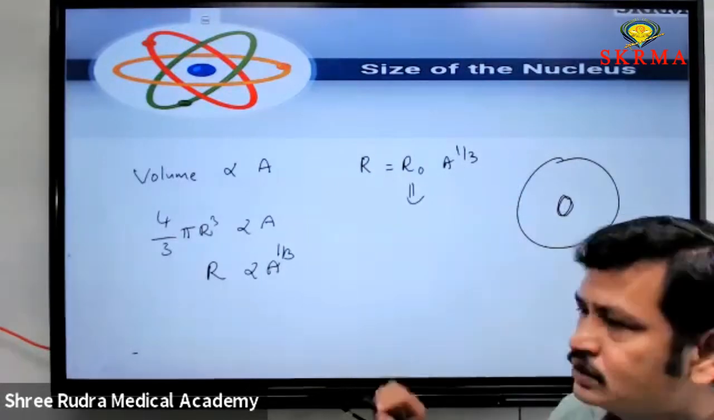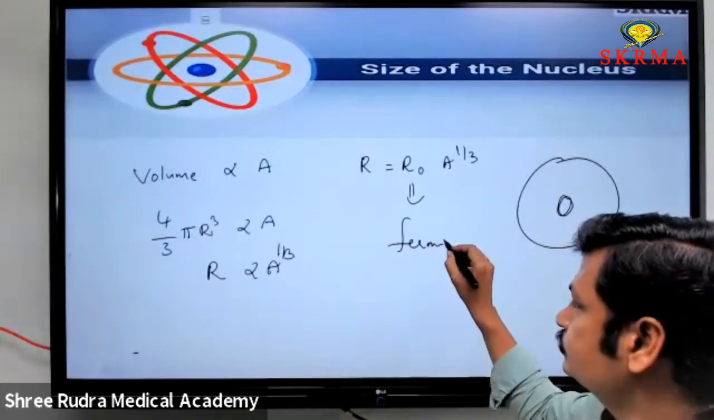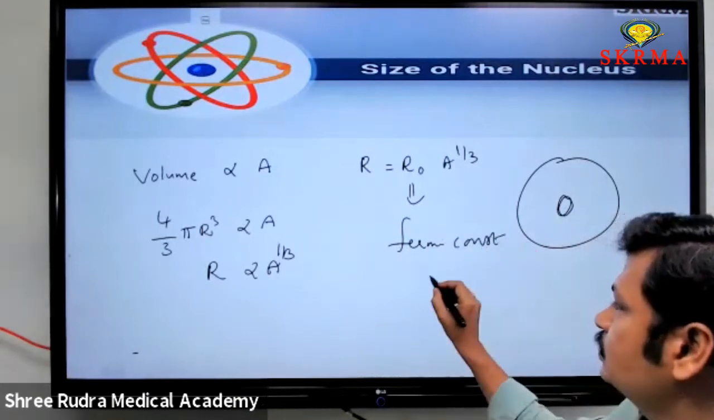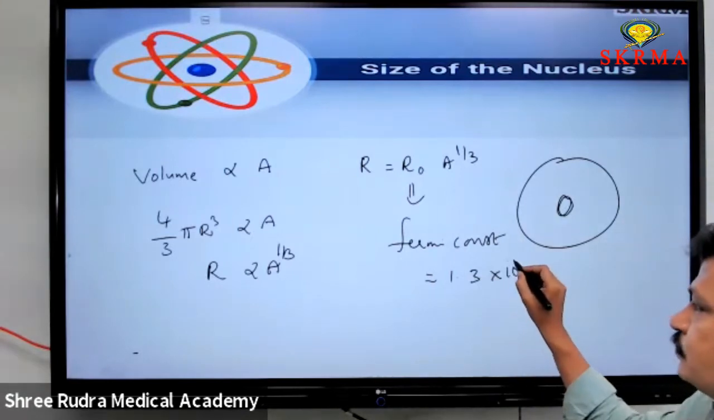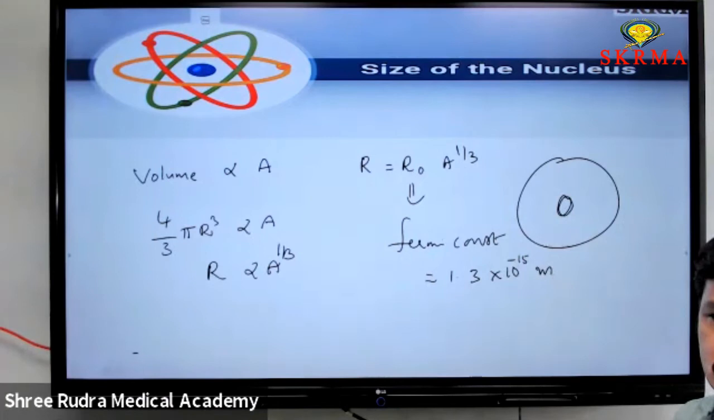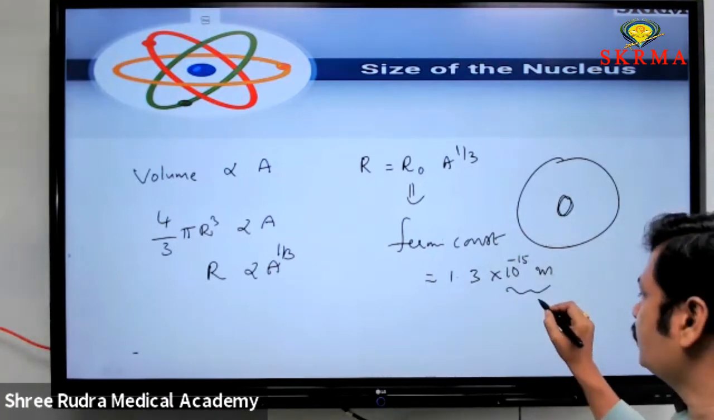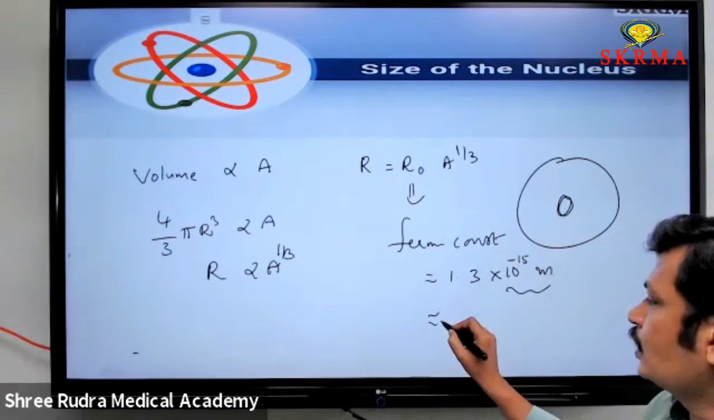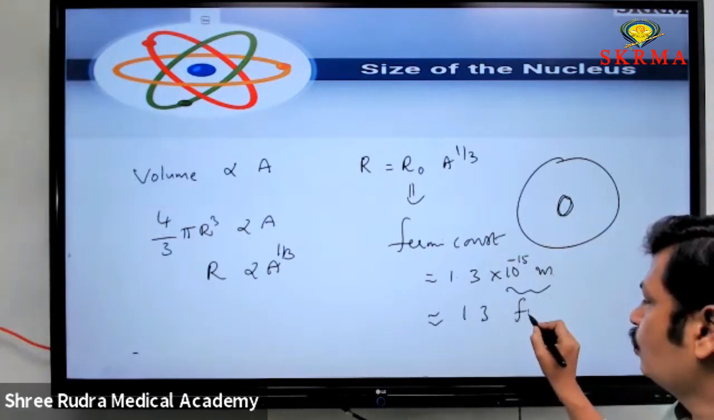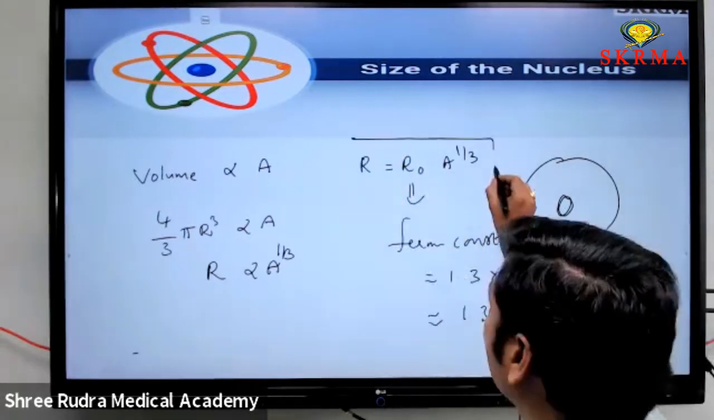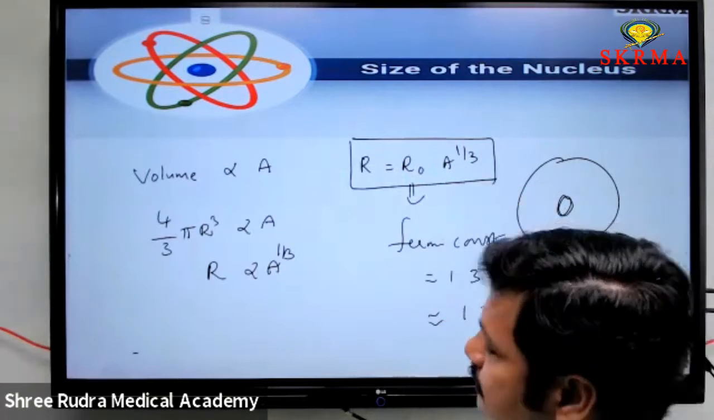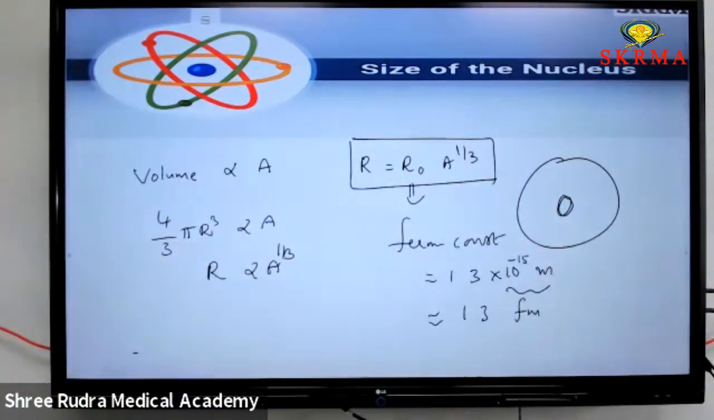Here R naught is called Fermi constant. The value is approximately 1.3 into 10 power minus 15 meters, and 10 power minus 15 meters is called 1 Fermi. This can also be expressed as 1.3 Fermi. This is the second important property of nucleus, that is the size of nucleus. There is a chance to ask a question from this topic, the size of nucleus.